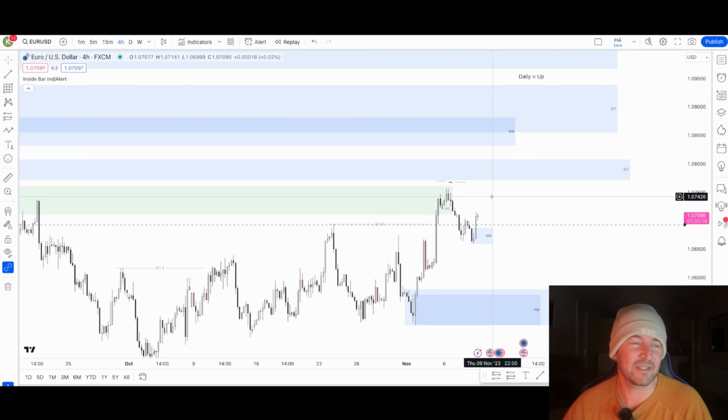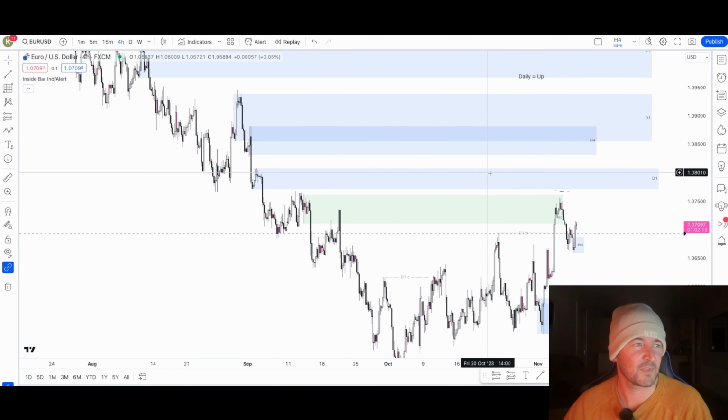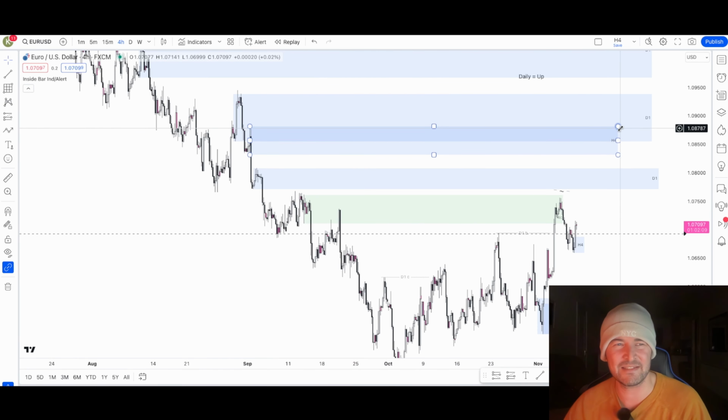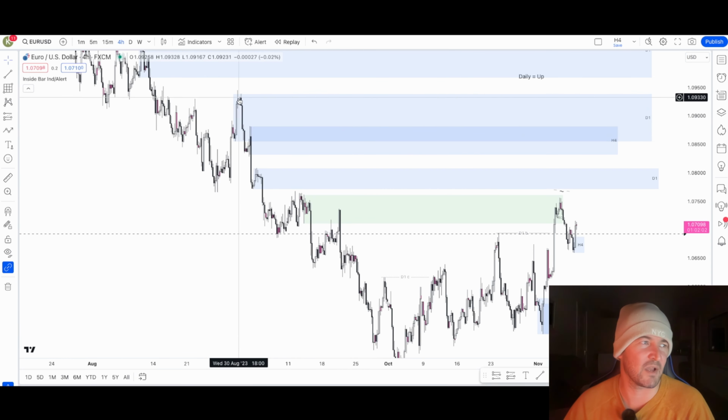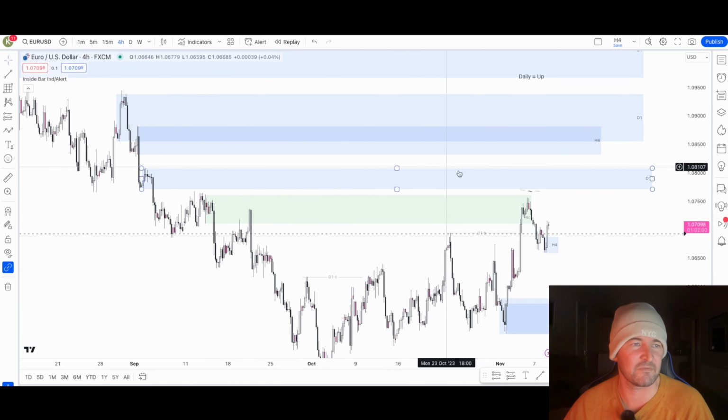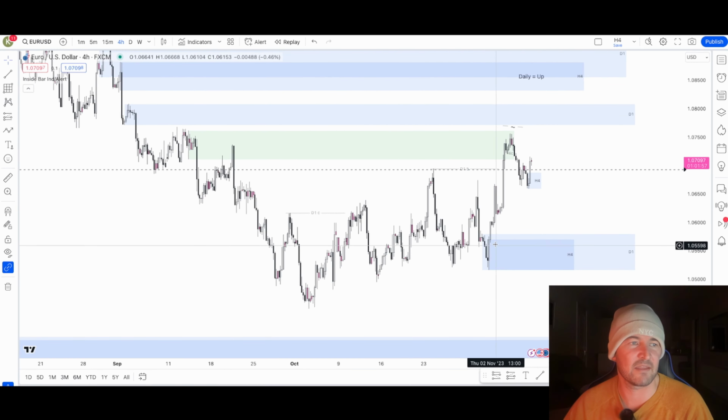So let's go again and see what else we've marked up. Okay, so we've got an H4 above within here. It's a little bit more standout, but it is slightly outside of the D1 zone. Again, with this one up here, it looks a little bit messy. Don't want to go into detail on this video, but I don't like the look of that one, or this one to be fair. But this one, fairly decent, and this one down here.